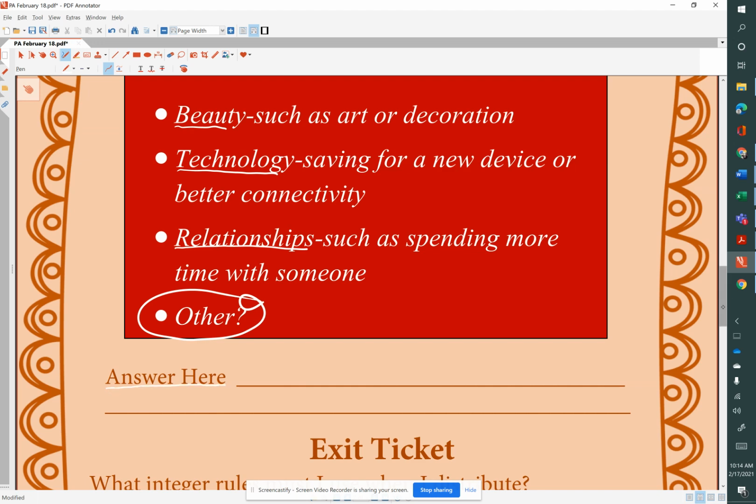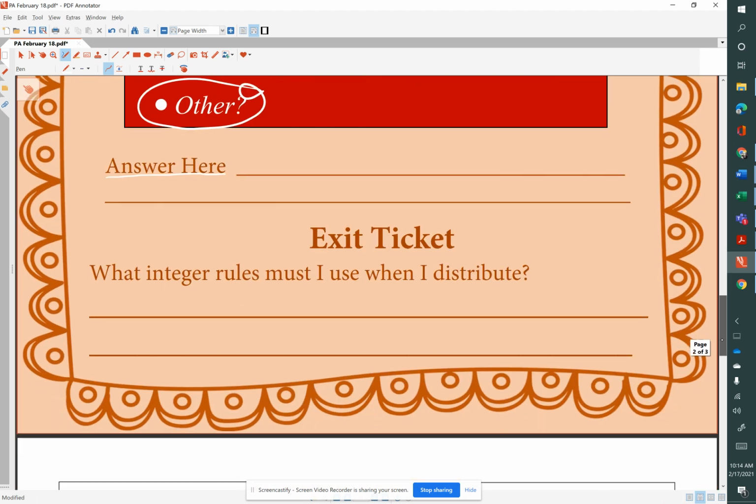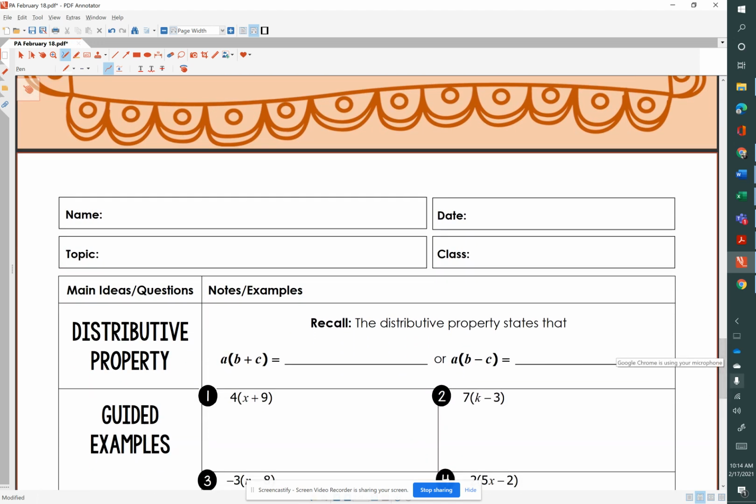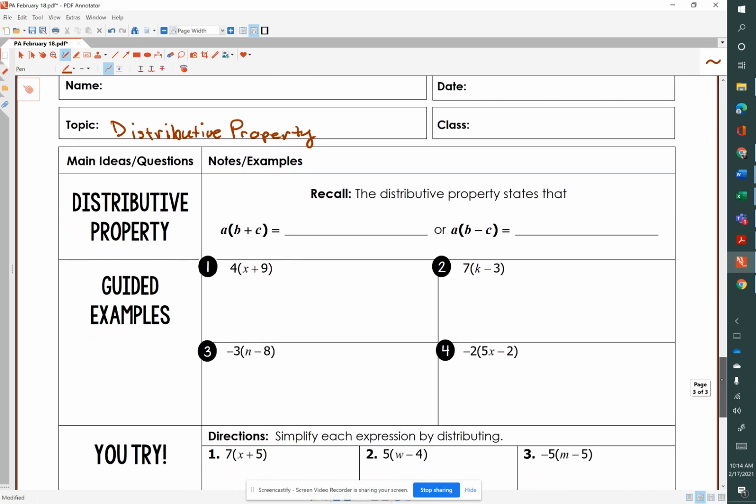We will come back to our exit ticket, but meanwhile, let's get on to our lesson where our topic is using the distributive property. So let's get a color that will show up. Working on the distributive property. Okay, so what do we got going on here? What is this distributive property about?